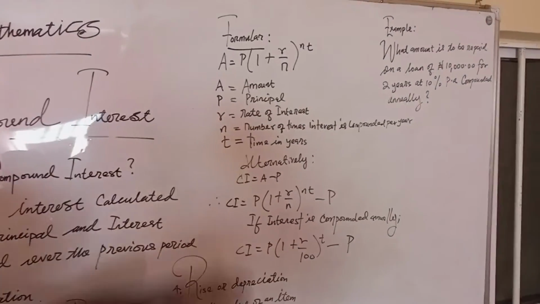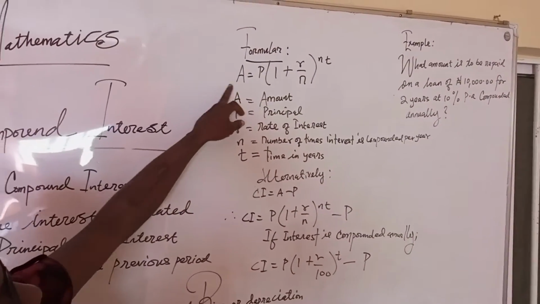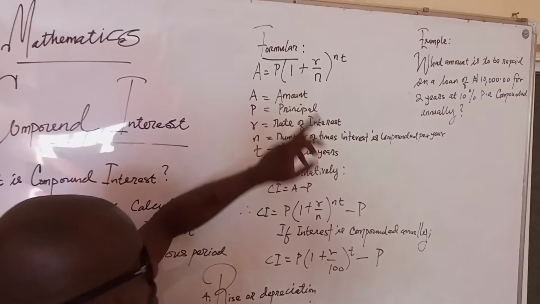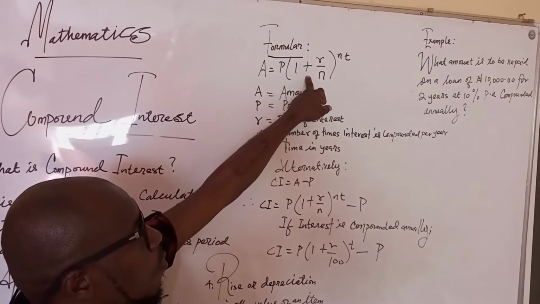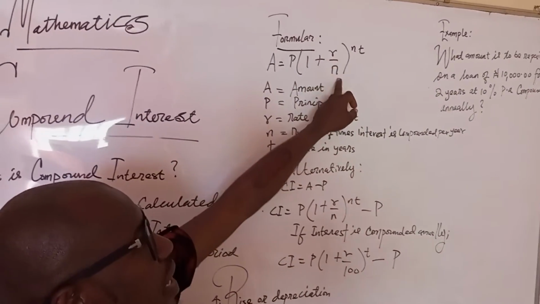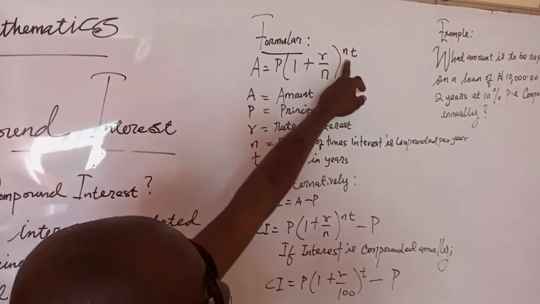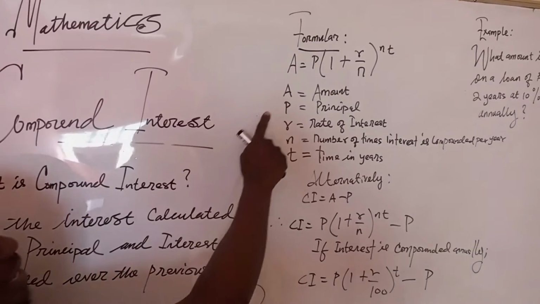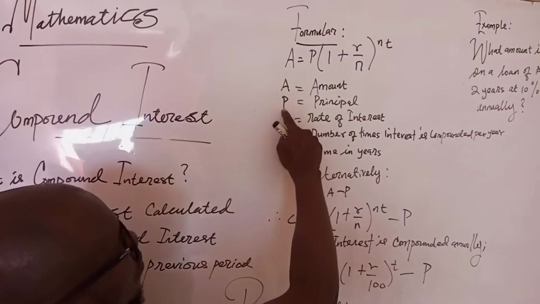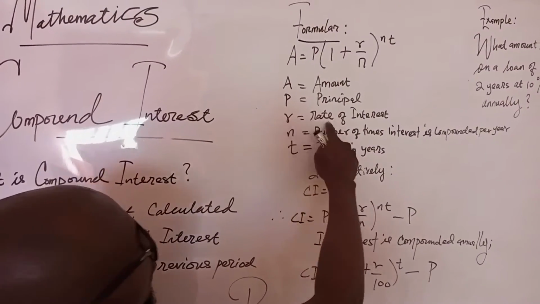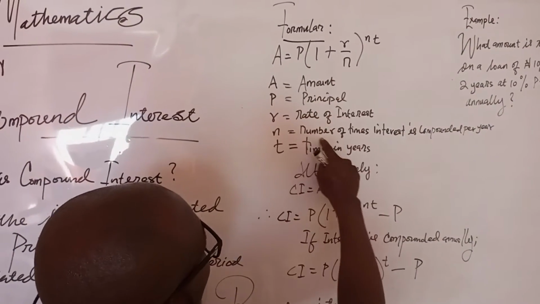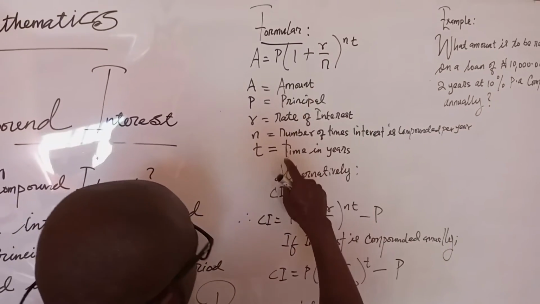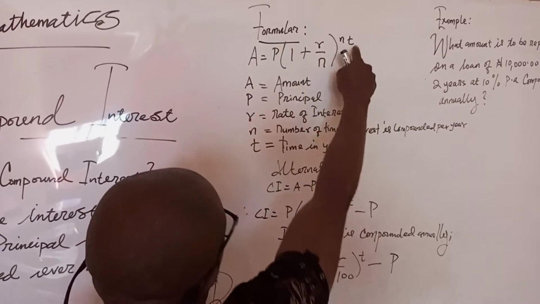As you can see, the amount A is equal to P, open bracket, 1 plus R over N, close bracket, to the power NT. Now, we have to explain: A stands for amount, P for principal, R for rate of interest, N for the number of times interest is compounded per year, and T for time in years.